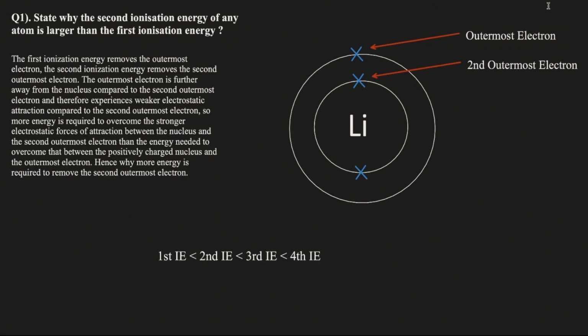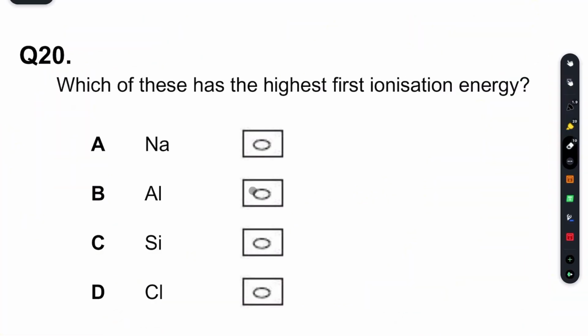Alright then, so this is the general rule. Now let's look at some practice questions. Let's take a look at this question here. The question says, which of these has the first ionization energy? First thing we should do is identify the positions of all these elements in the periodic table.